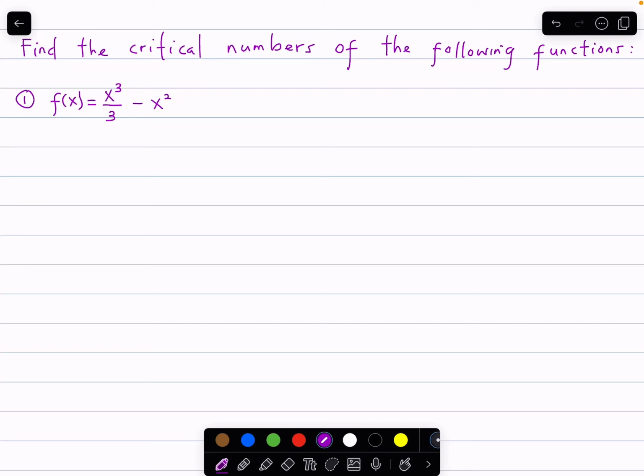Hello friends, in this video I'm going to be working on two examples to help you get a good understanding of what a critical number is and what it is not. The two examples are going to have slightly different results, and it's just to help boost your understanding of what a critical number is and what it is not. Before we find a critical number for this function, I'm just going to do a quick explanation of what a critical number is, using a graph.